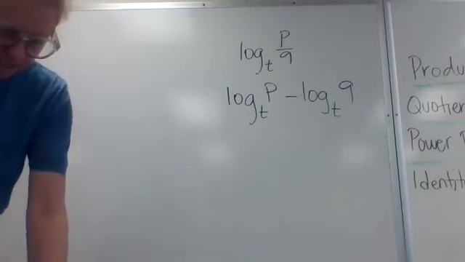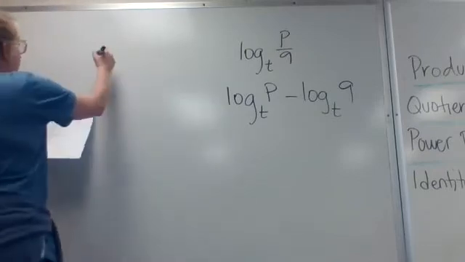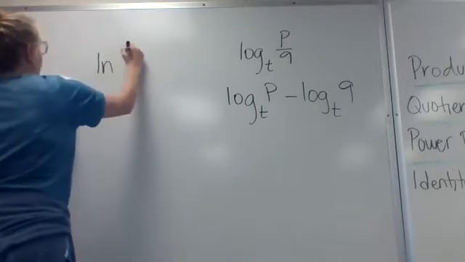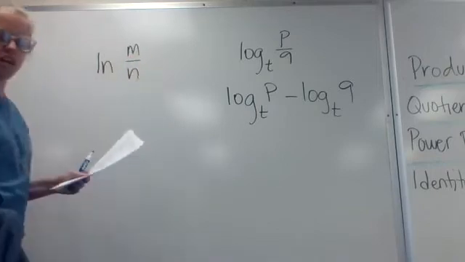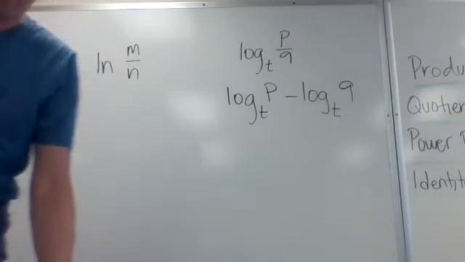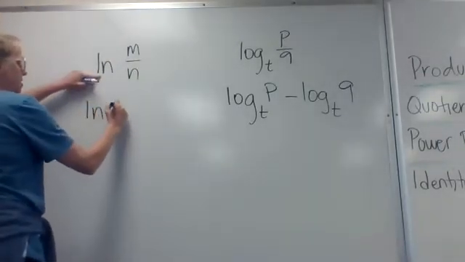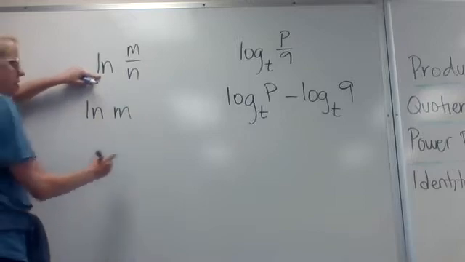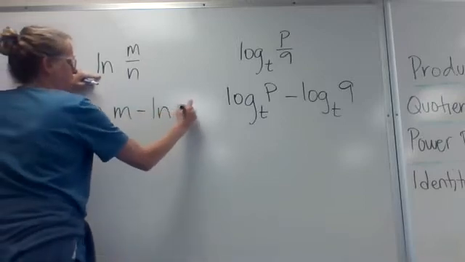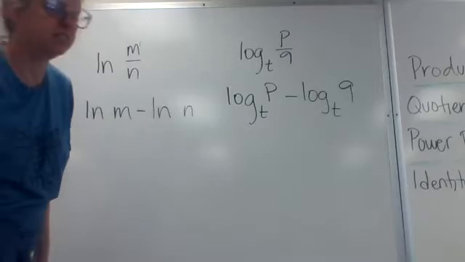Number 6, express as a difference. You've got ln of m over n. So if I express this as a difference, I'm going to have ln of m minus ln of n.